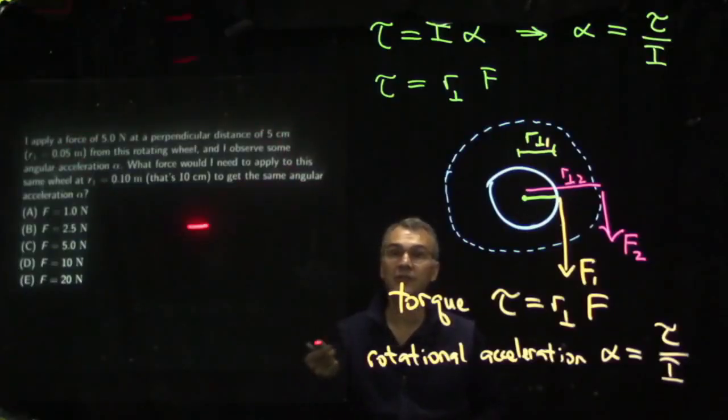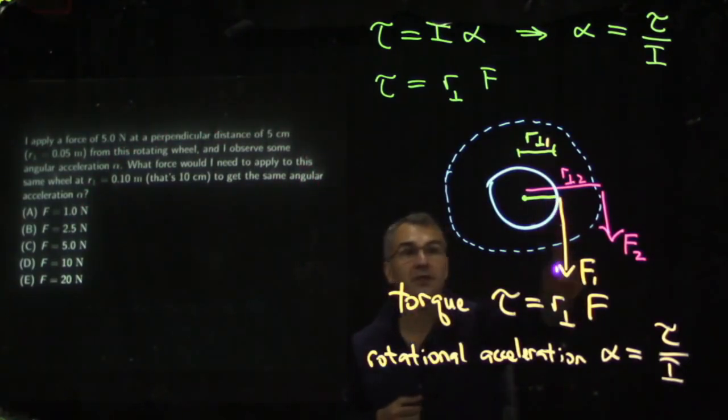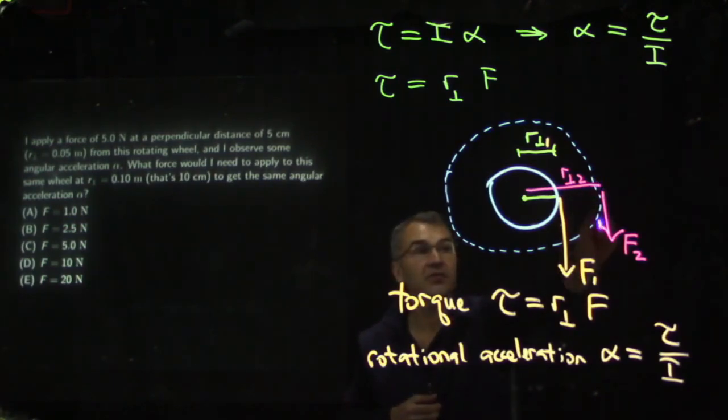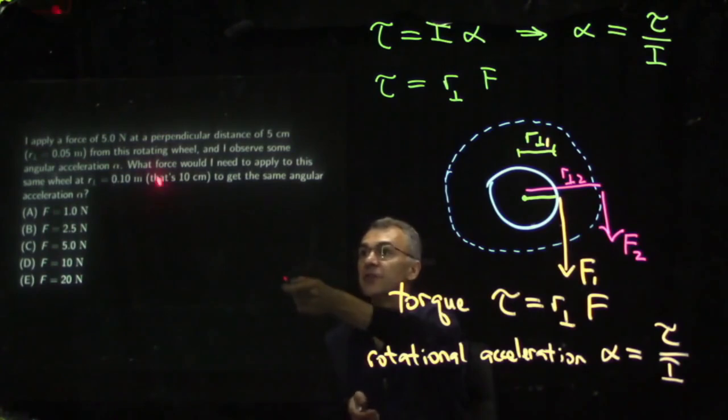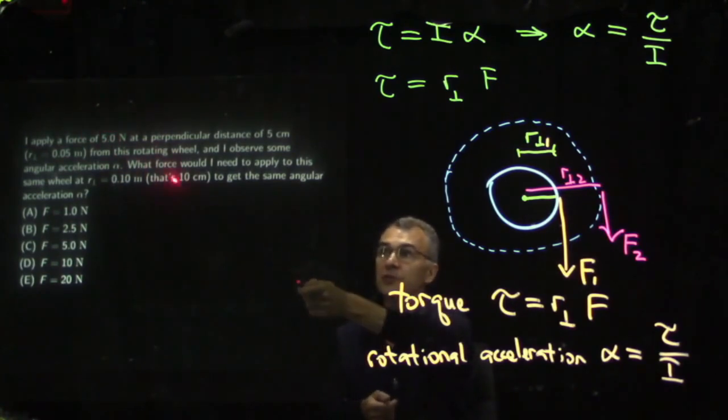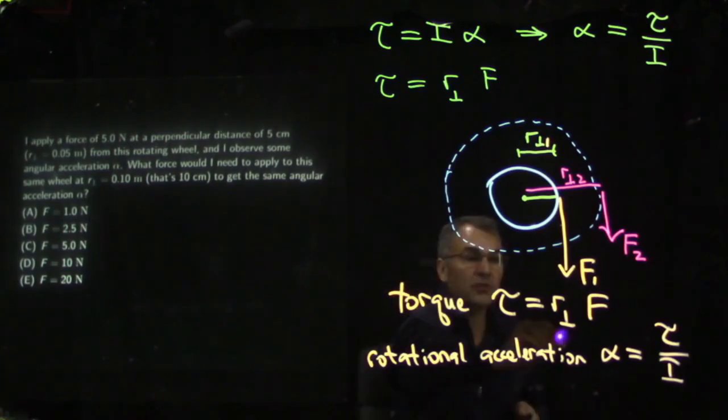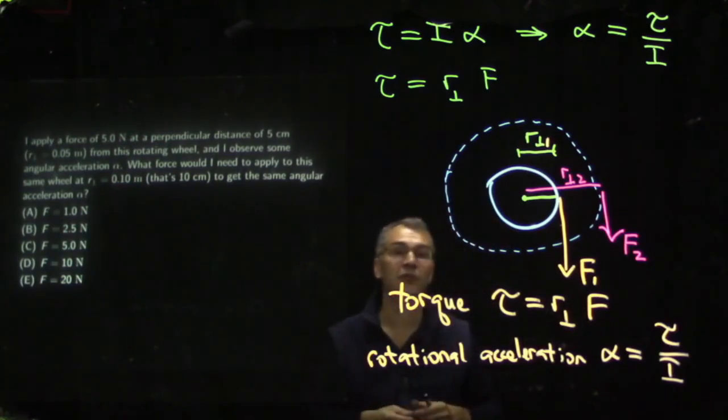Since we haven't changed the rotational inertia, to get the same angular acceleration, we would have to apply the same torque. I applied a force F1, which was 5 newtons at a perpendicular distance, perp1, of 5 centimeters from the center of the wheel. So if I want to get the same torque at a distance of 10 centimeters instead of 5 centimeters, I've doubled the lever arm, so I want to cut the force in half to get the same torque. So if I have twice the lever arm, I want half the force to get the same torque.